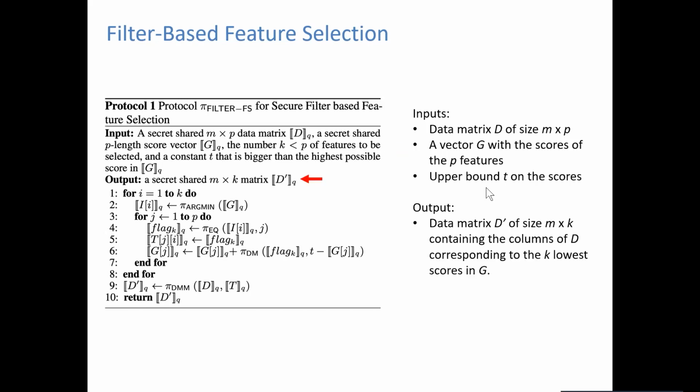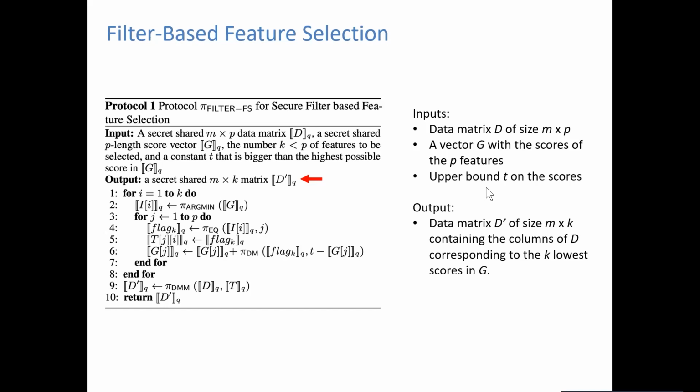And the output that we want after this filter part of the protocol is some matrix G prime, which again will have M rows, the number of instances that you have, but now you only have K columns. So you selected only some of the features. And this G prime will be the matrix containing all samples, but only the features that you selected.